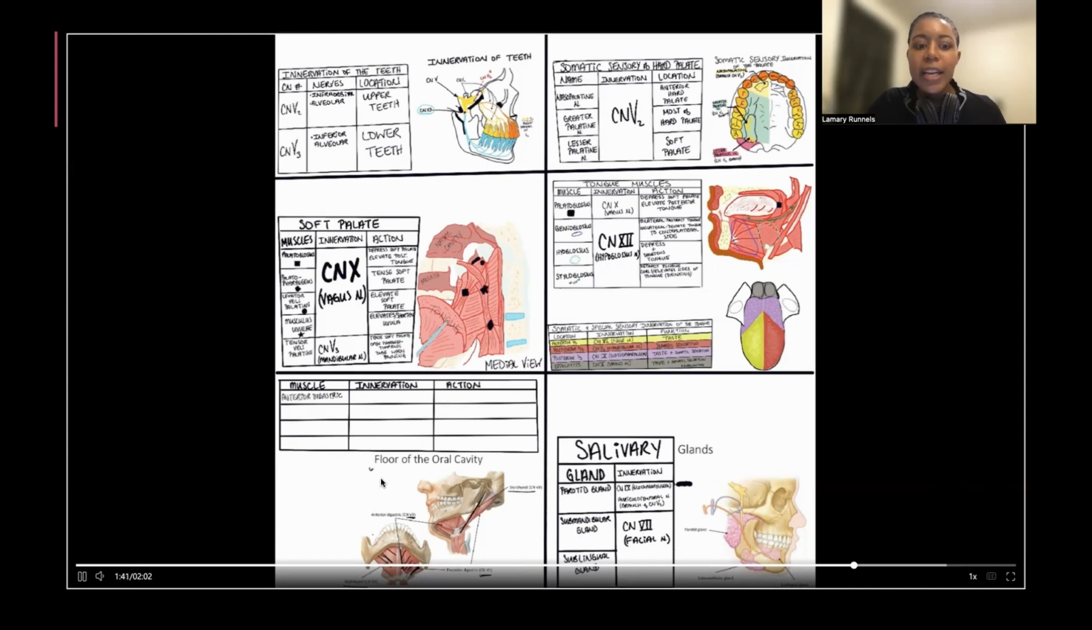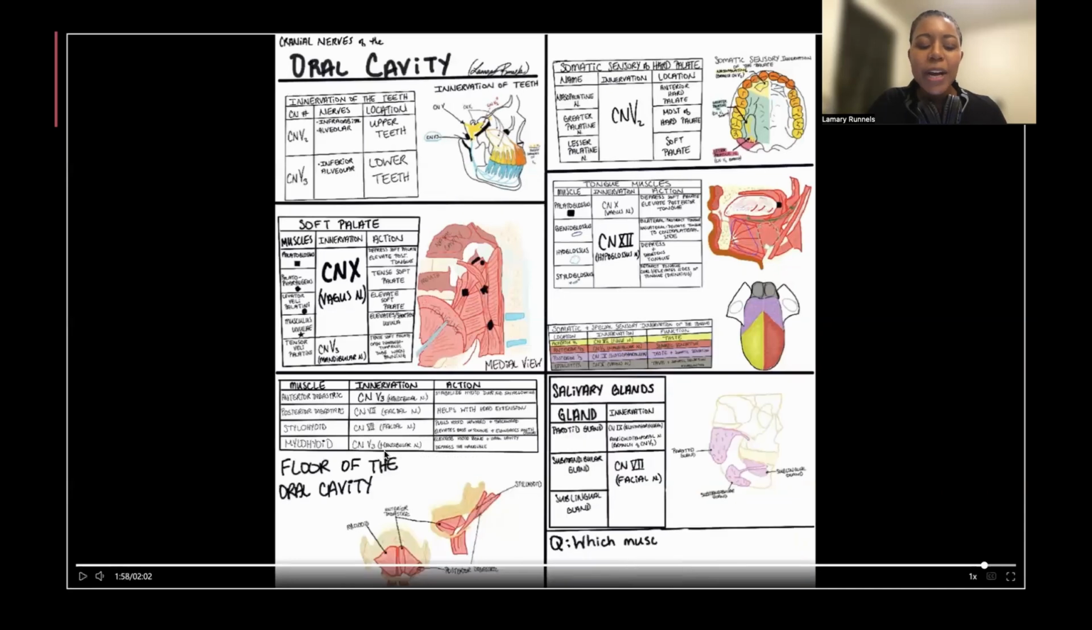And moving on to our last section, which is the floor of the oral cavity, there are 4 muscles here, and they're innervated by 2 specific cranial nerves. The anterior digastric is innervated by the mandibular nerve, but the posterior digastric is innervated by the facial nerve. And then you have the stylohyoid, which is innervated by the facial nerve, and the mylohyoid, sorry, it's innervated by the mandibular nerve. And the actions are listed as follows.